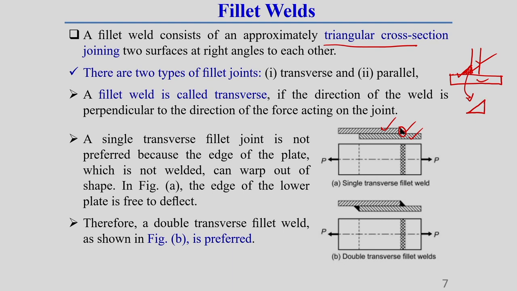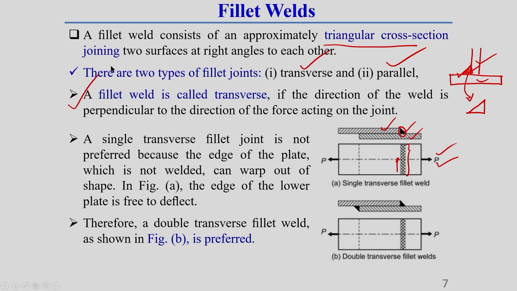Now, depending upon the type of load acting on the structure, this fillet weld can be categorized into two different categories. One is called transverse fillet joint, another is called parallel fillet joint. So, what is a transverse fillet joint? Let this be the weld direction, along this direction welding is done, and this force is acting perpendicular to this weld direction. That means the loading direction is perpendicular to the weld direction, that is, the transverse direction. Once the structure is subjected to a load perpendicular to its weld direction, that type of fillet weld is called a transverse fillet weld.